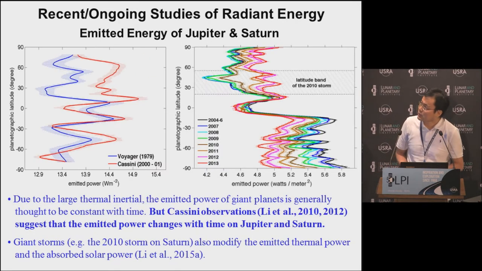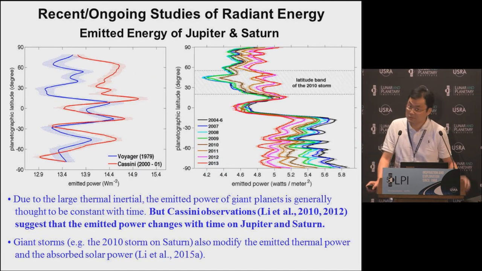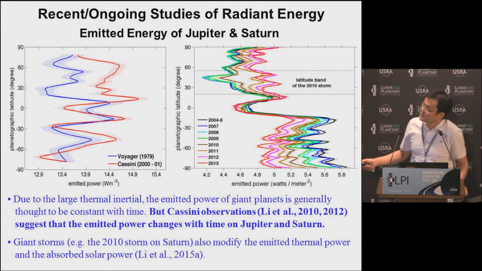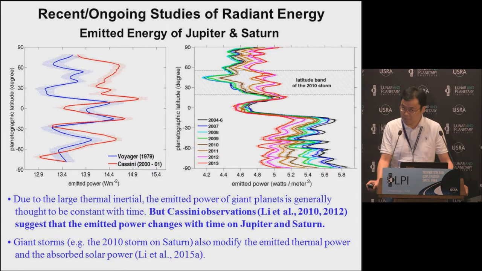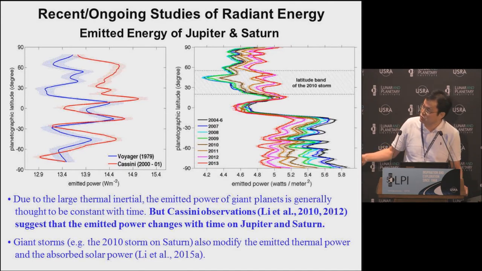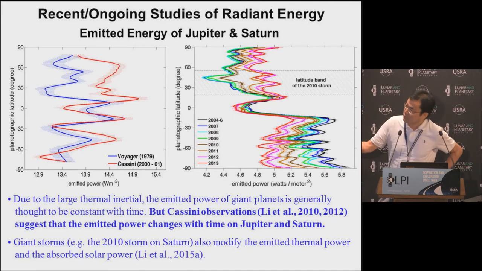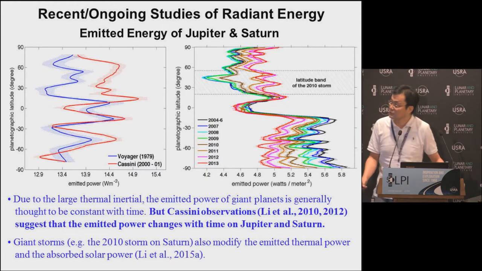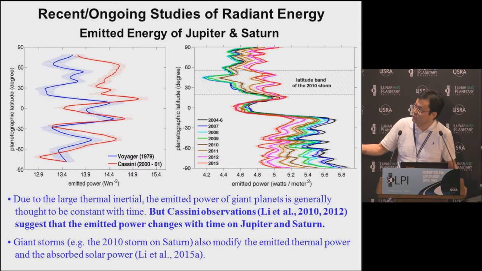Okay. Right here, I want to talk about some recent progress in understanding the radiant energy budgets of planets. This slide shows the emitted power of Jupiter and Saturn. The left figure shows the emitted power of Jupiter. This direction is the emitted power. The vertical direction is the latitude. The blue profile is observation from Voyager, that's 1979. The red line is observation from Cassini, that's 2000 to 2001.